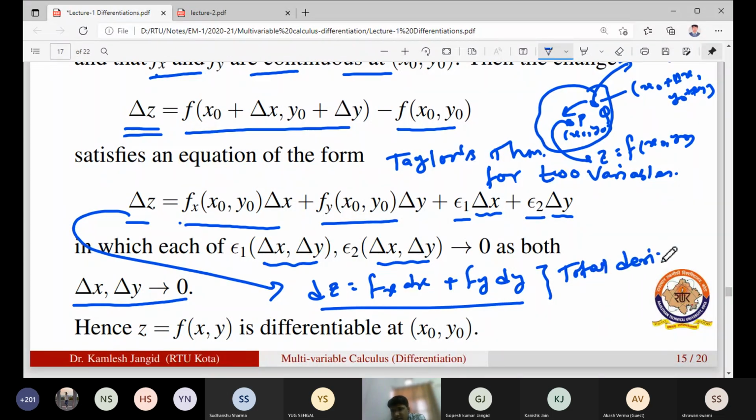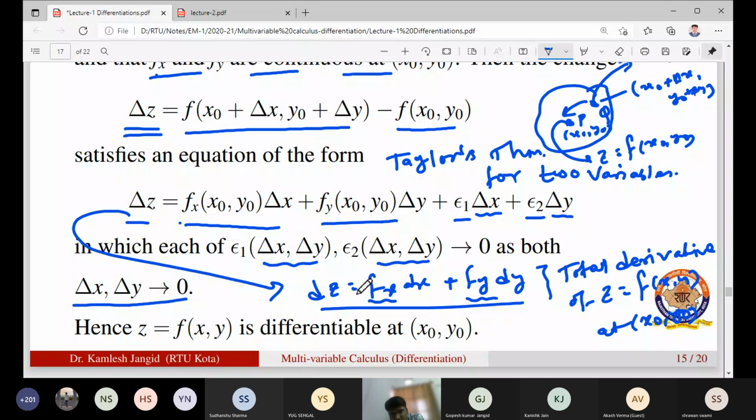This is our total derivative of the function z equals f(x,y) at the point (x naught, y naught), right? Here f_x and f_y are the partial derivatives of first order at the point (x naught, y naught), right? And if this condition holds, then we can say that our function is differentiable at the point (x naught, y naught).